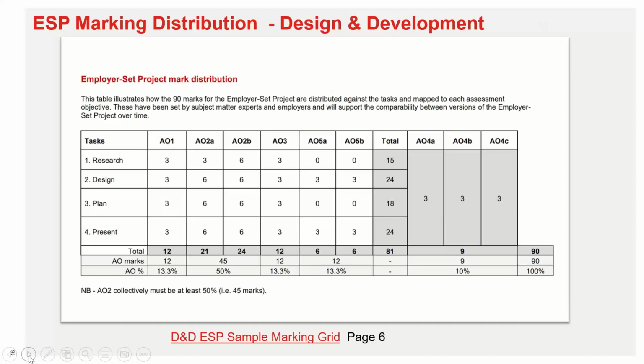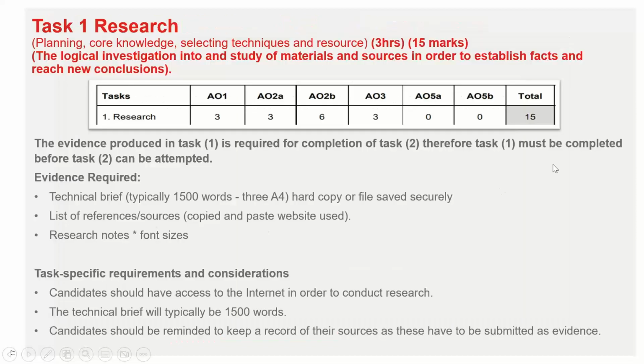So I'm going to start now with task 1, which is your research task. I'm just going to let you digest the information on the screen there. Under each of these headings, I've put an explanation of what each task heading means, and you can obviously refer to the overall centre guidance. So they've got to do a research task, and that involves planning, core knowledge, selecting techniques and resources, and a research task is all about the logical investigation into and the study of materials and sources in order to establish facts and reach new conclusions.